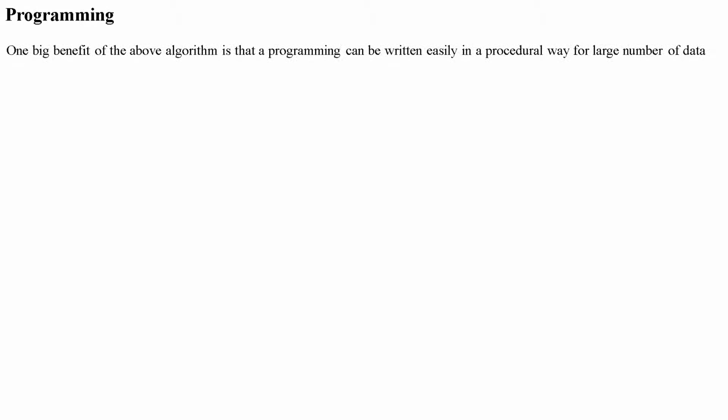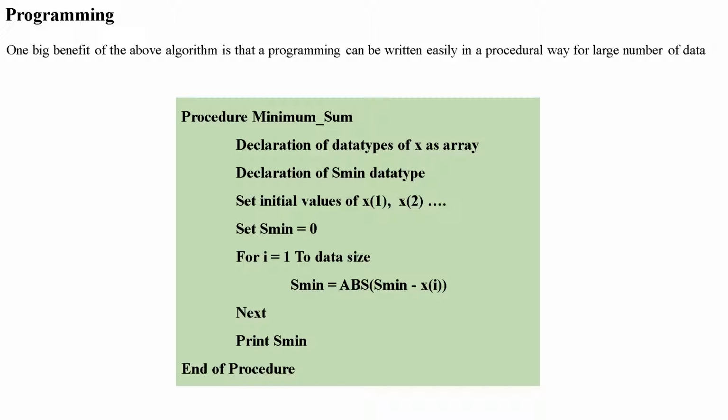Programming. One of the biggest benefits of this algorithm is for programming, because a very simple procedure in any language can be written easily. This is the idea here. This is the procedure name. Declaration of the data types of x as an array, x1, x2, x3, and so on. The smin is a variable which is also declared as a data type. Then the initialization values of x1, x2, x3 are given, like the ones we had: 25, 19, and so on. The initial value of sum minimum is equal to 0.